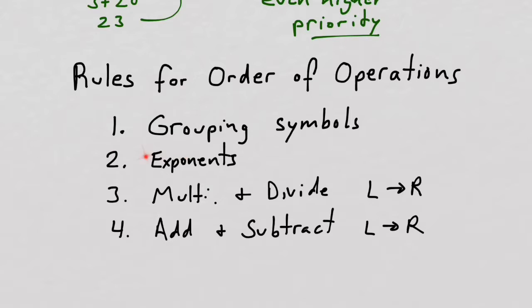So exponents have a higher priority than just multiplication and division, and those two together have the same priority, and then addition and subtraction likewise have the same priority. So let's look at some examples.